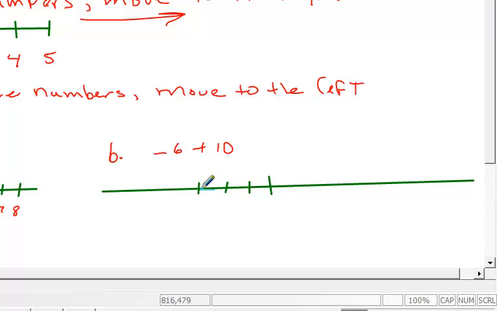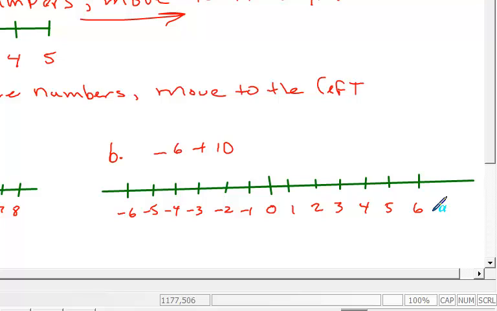1, 2, 3, 4, 5, 6. 1, 2, 3, 4, 5, 6. So we'll stop there. Go ahead and put our figures up. So we had 0, negative 1, negative 2, negative 3, negative 4, negative 5, negative 6.